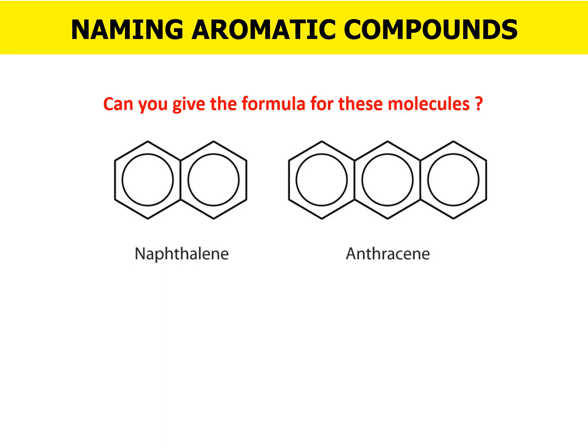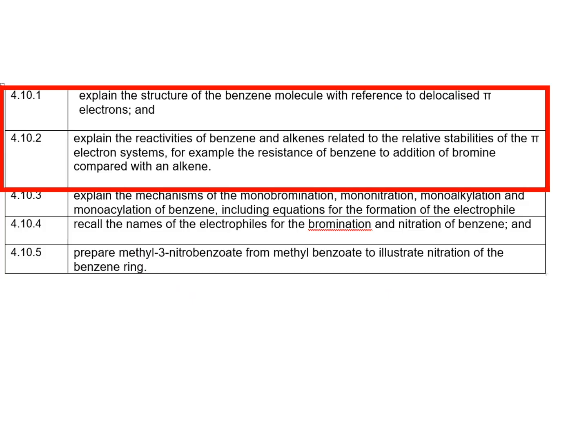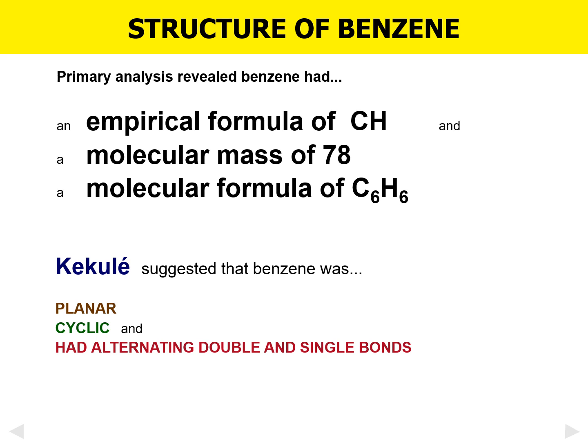Can you work out the formula of these molecules? Pause the video and have a go. Naphthalene is C10H8 and anthracene is C14H10. In the next section, we are going to look at the structure of the benzene molecule and compare the reactivities of benzene with alkenes. Benzene has a molecular formula C6H6. That gives its empirical formula as CH. It also has a molecular mass of 78.